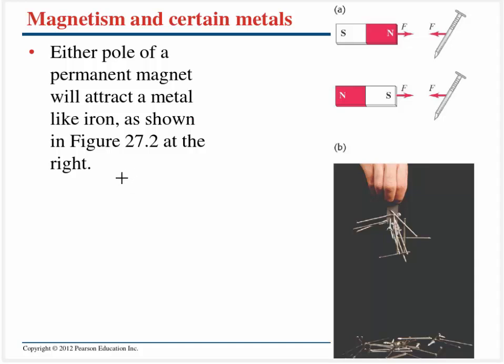Another similarity between electric charges and magnetic poles is that we can have induction. We could induce charges in certain types of objects with charges, and we can induce a magnet upon certain metals. So the north side of a magnet can induce a magnet in an iron nail, for example, and feel an attractive force. Similarly, the south side of the magnet can also do the same and have an attractive force.